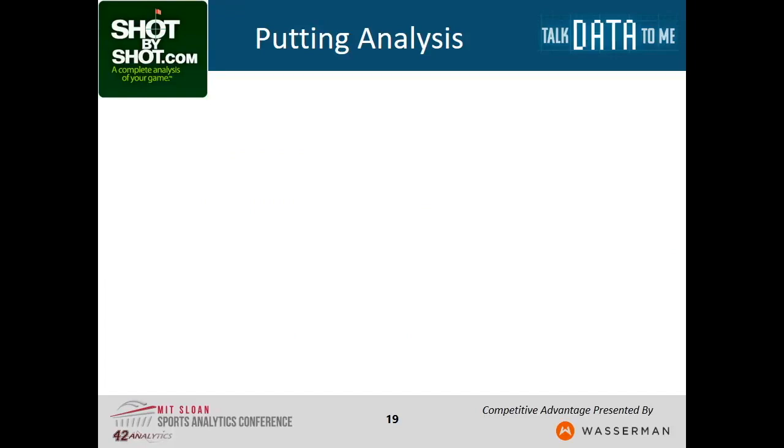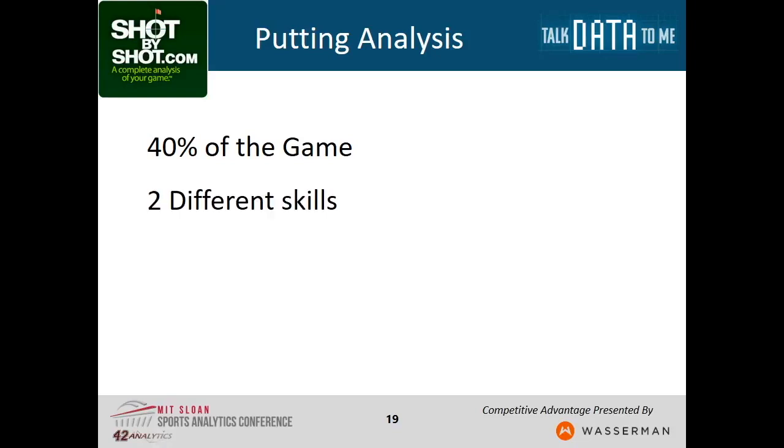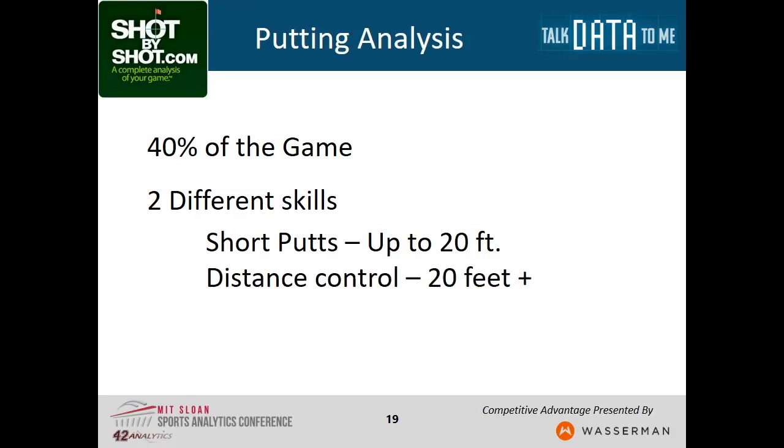Now look at some of the other analysis that I do and the ways I do it. I look at putting, it's important. It's 40% of the game for everybody. But I see it as 2 different skills. A short putting skill, putts up to 20 feet, and the distance control skill. As you start very, very close to the hole, basically the only thing that matters is direction. As you move away from it, direction becomes less important, and touch and feel and distance become important.